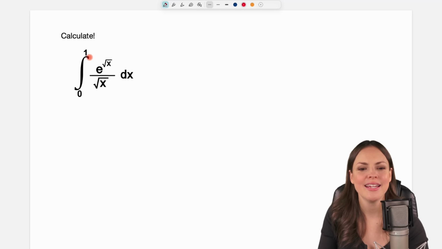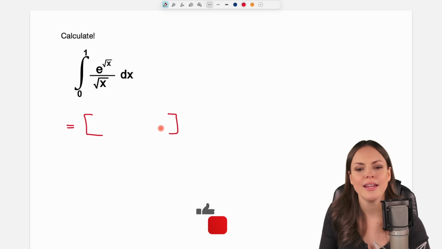It's Susanne, and today I want to show you step by step how to calculate this integral. We have the integral from 0 to 1, e to the power of the square root of x over the square root of x dx. This integral is not so easy to find immediately, so we cannot just say the antiderivative of this function is the following.